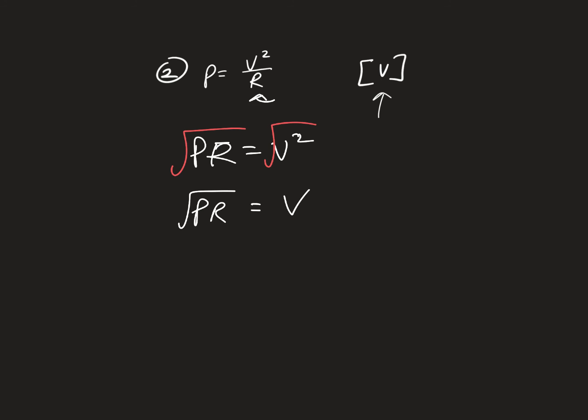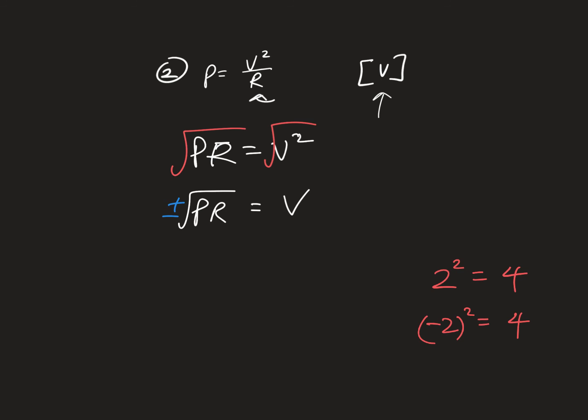Now, something I want to say is that when we take a square root, we actually always have to do a plus minus. Why? Let's look at an example. 2 squared gives me 4. But what about negative 2 squared? You will see it's also 4.